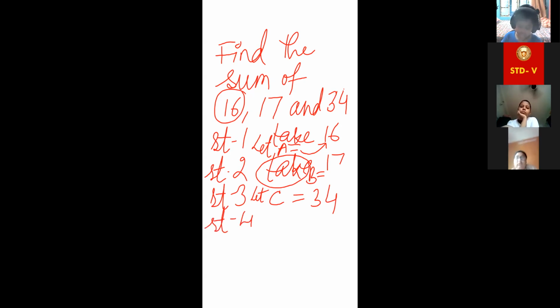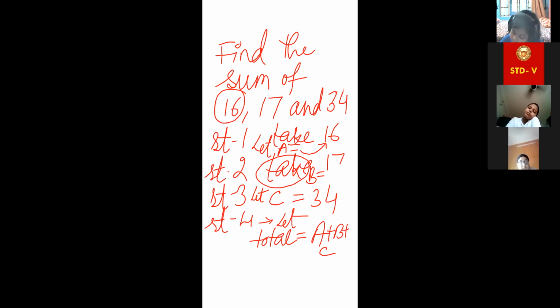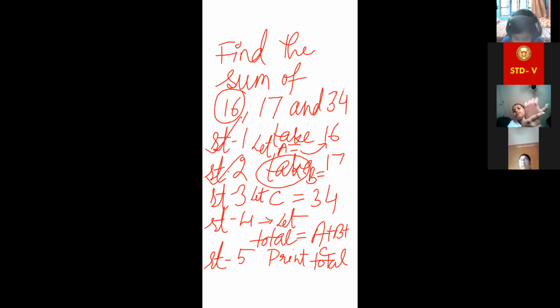Now, fourth step, step 4. What we have to do? We have to find the sum. So fourth step will be, let total be what? That means A plus B plus C. Yes or no? Yes, ma'am. Now, the fifth step, step 5, we have to print the result. Print the result or print total. Got it? Yes, ma'am. So this is the algorithm of this statement.